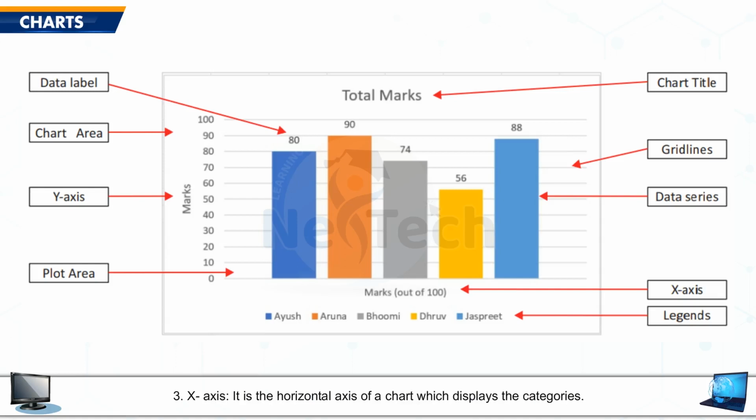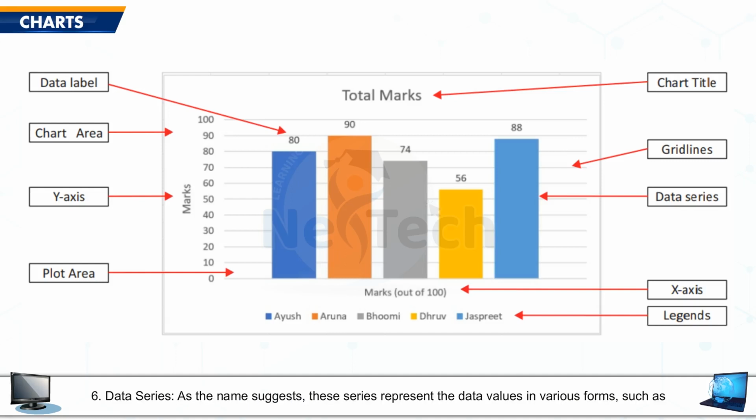X-axis. It is the horizontal axis of a chart which displays the categories. Therefore, it is also known as the category axis. Y-axis. It is the vertical axis of a chart. It is also known as the value axis since it plots the values. Plot area. It refers to the rectangular space within the chart area. The plot area displays the actual data and is bounded by x-axis and y-axis.